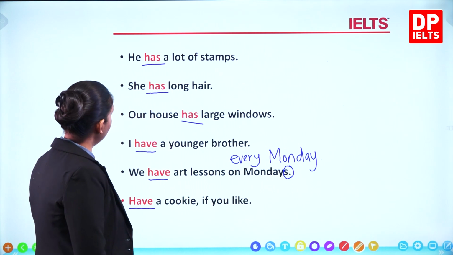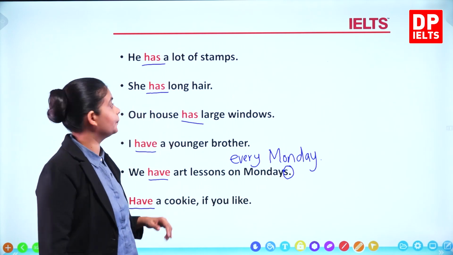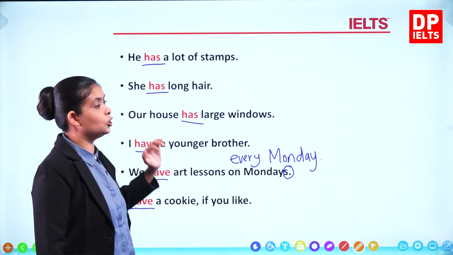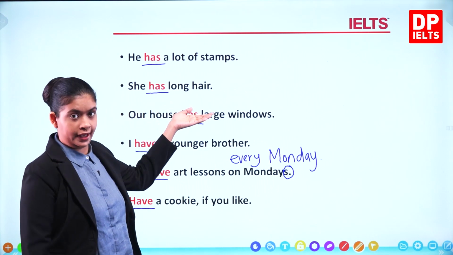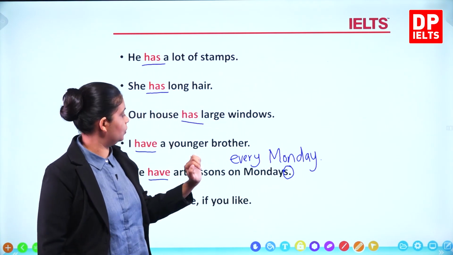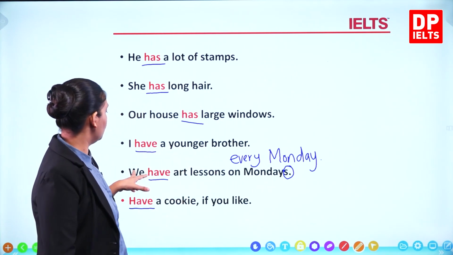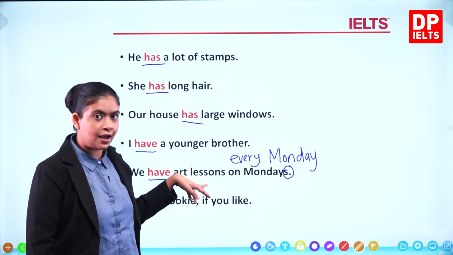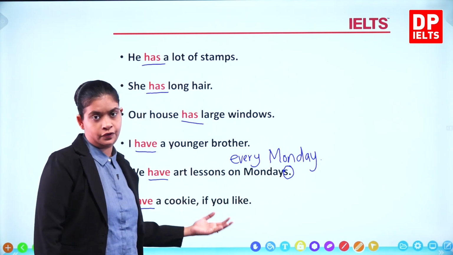Right, so quickly one more time we'll have a look at the sentences. He has a lot of stamps. She has long hair. Our house has large windows. I have a younger brother. We have art classes on Mondays. Have a cookie if you like.